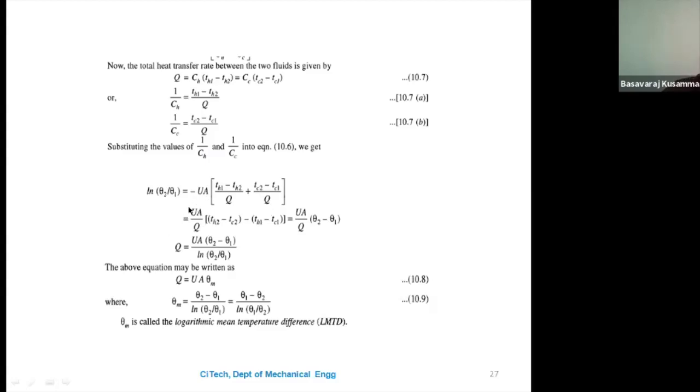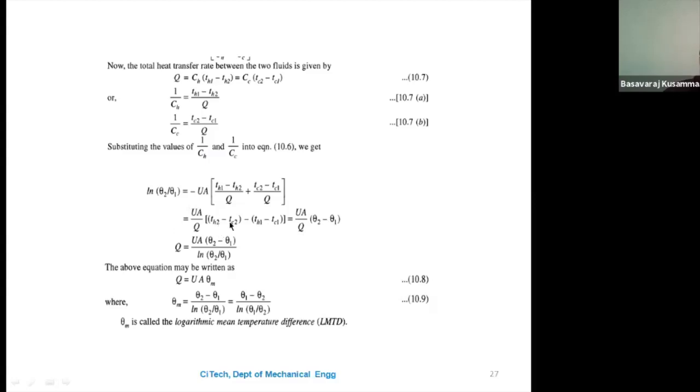Then UA divided by Q is equal to TH2 minus TC2. You can rearrange that: take the minus sign inside, so TC2 becomes minus. Q is common, so take it outside. Taking the minus inside, we get TH2 minus TC2 minus TH1 minus TC1. That is equal to UA divided by Q.